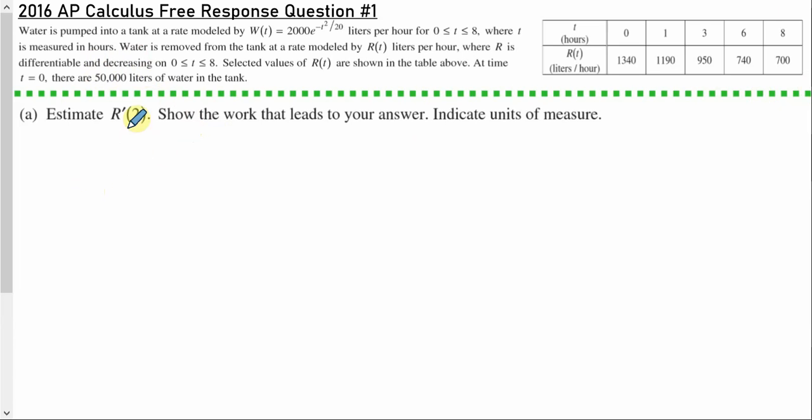All right, question 1. Estimate R prime of 2. Well, R happens to be the table here. So how do we estimate R prime of 2? Remember, R prime is a slope, so we're looking for the slope. What values do you want to pick to estimate at 2? I'm just going to say we might as well pick these two, because what's right smack dab in the middle of 1 and 3? Yeah, 2. So we will just take the slope of that.